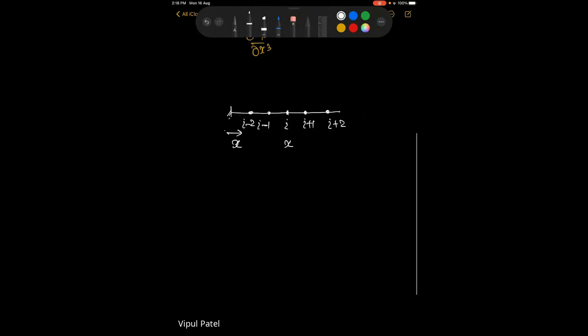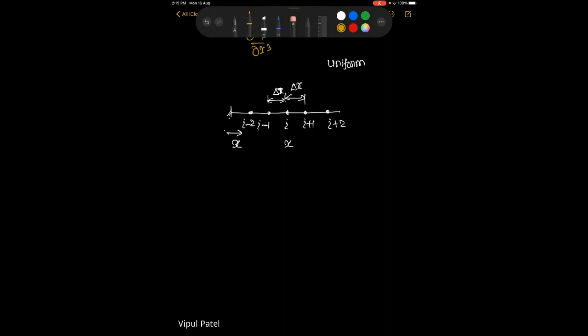Okay, and let's suppose the distance between i and i plus 1 is delta x. Okay, and for the sake of simplicity, we will assume that this delta x is actually uniform. So we will assume uniform grid size. Right. Now, what is the next target, or what is our next aim?